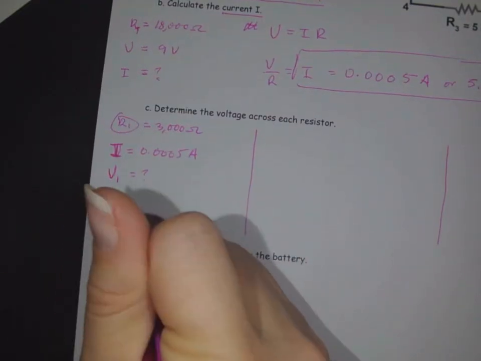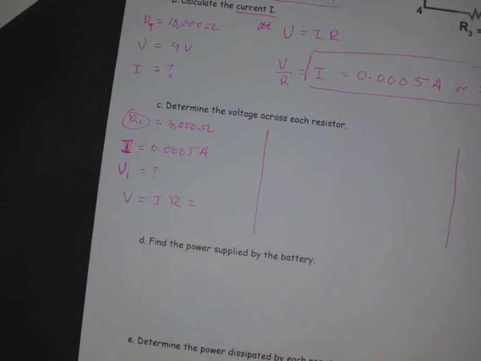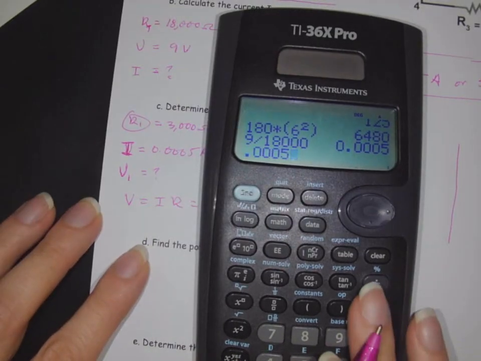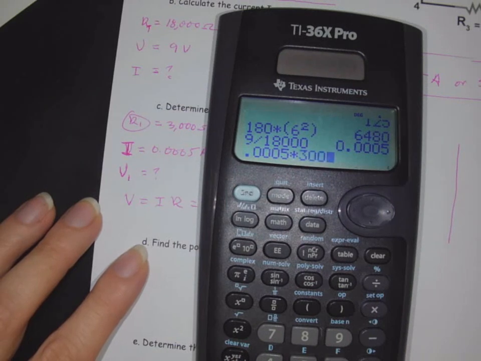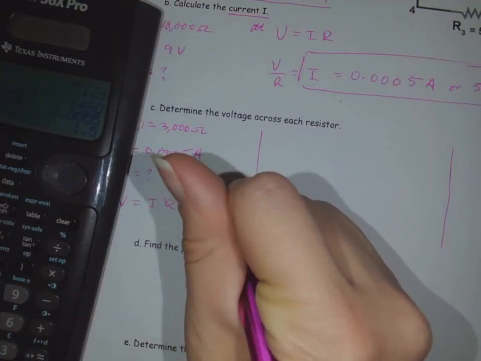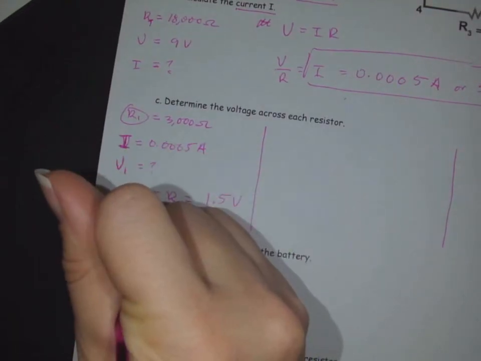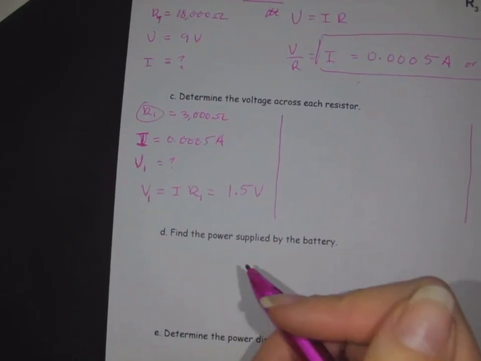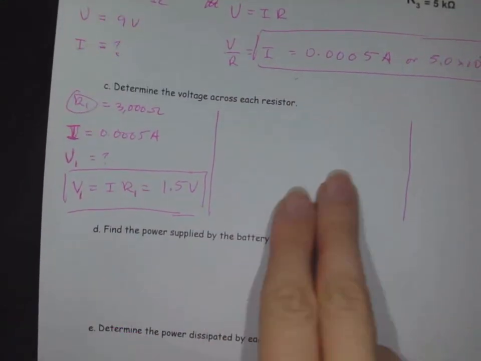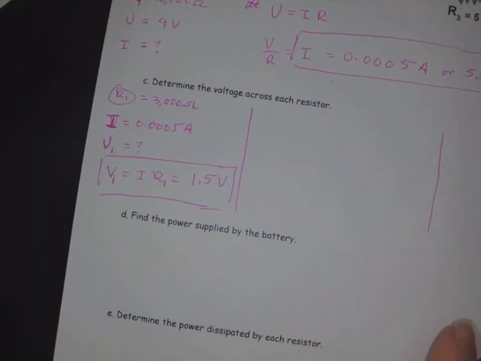Now V equals IR, and we know the current and we know the resistance of this resistor. So current 0.0005 times the resistance 3,000, and that means that the voltage drop across this resistor was 1.5 volts. I'm going to put the little ones there again. So the voltage drop across resistor 1 was 1.5 volts. You're going to do something very similar for resistor 2 and resistor 3. The current stays the same for all of them. It's the resistance that's different.